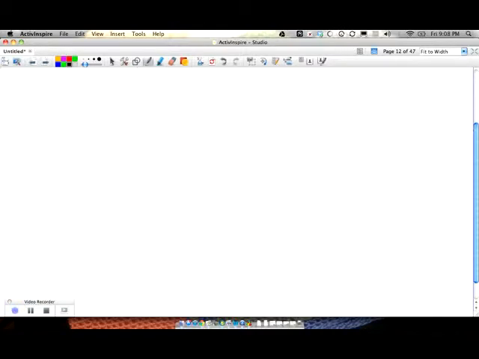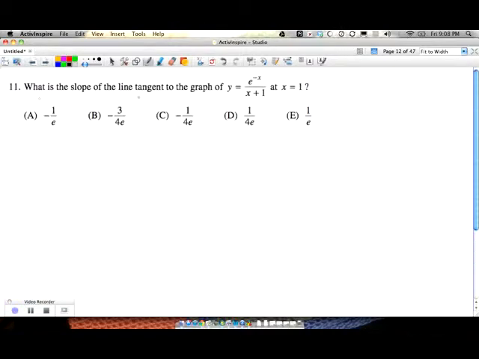Number 11, it disappeared again. What is the slope of the line tangent? Just the slope, nothing else, just the slope at x equals 1. So it's really saying find f prime of 1, or find dy/dx when x equals 1. Well, we got to start by finding the actual derivative of the function, and it's getting a little sloppy here.